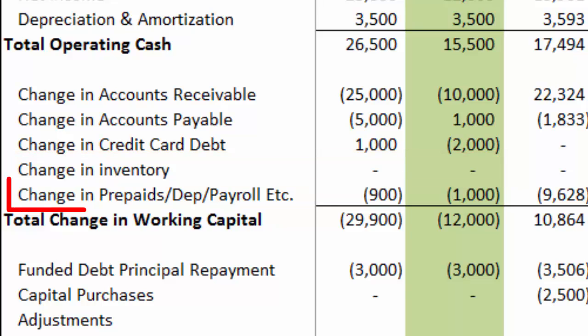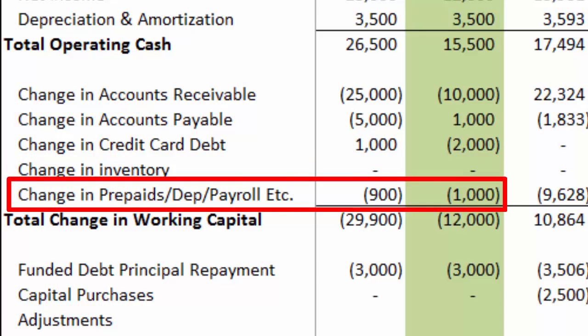A change in prepaid accounts, deposits and payroll, and other items on your balance sheet will be reflected here. These are also areas where cash can be tied up or freed up throughout the course of a month, just as in the previous topics.